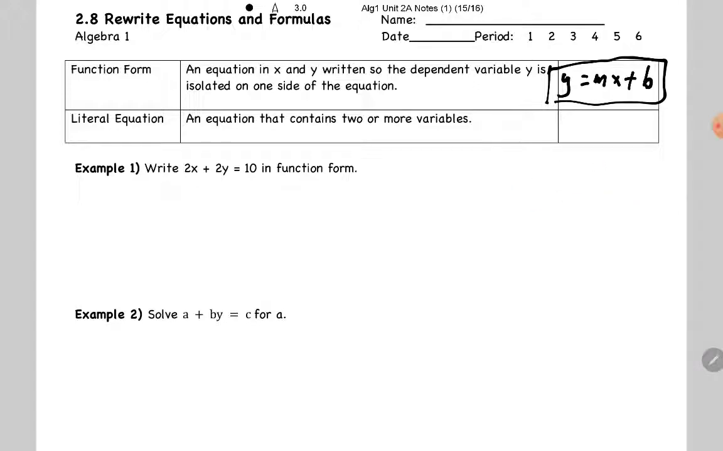And then a literal equation is an equation that has two or more variables. So example 1, that's a literal equation. Just anywhere that you see multiple letters.